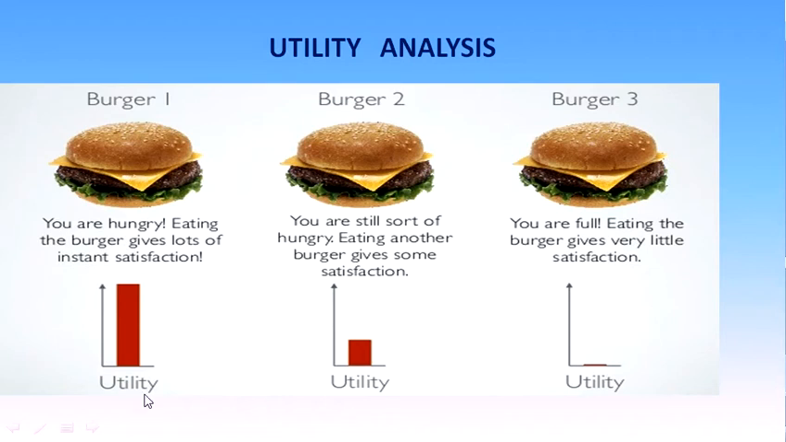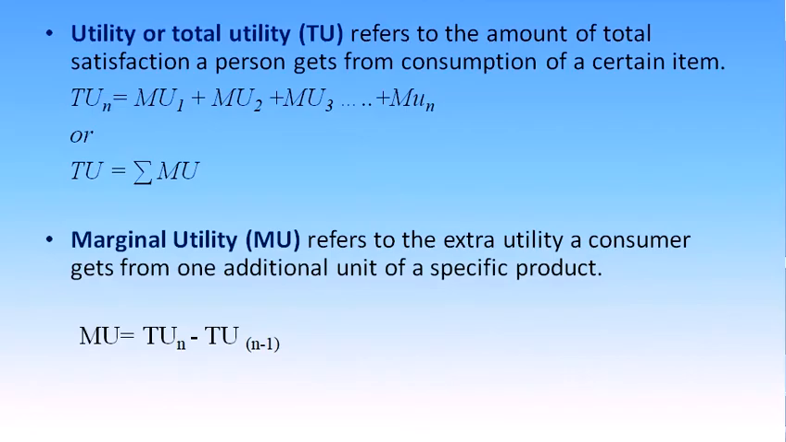This is the basic concept that you should always keep in mind: as the consumer consumes more and more, the utility level will keep on decreasing. This is the normal behavior of human beings. It happens with all of us. As we consume more and more, we don't want to have more of the same commodity that we have already consumed. So this is the basic concept. Now let us move ahead.